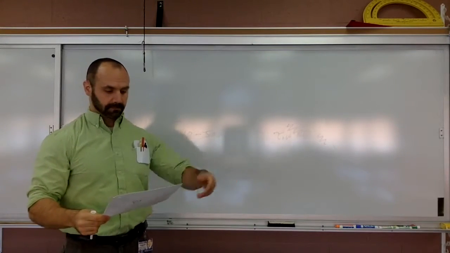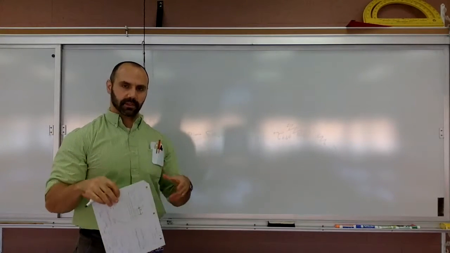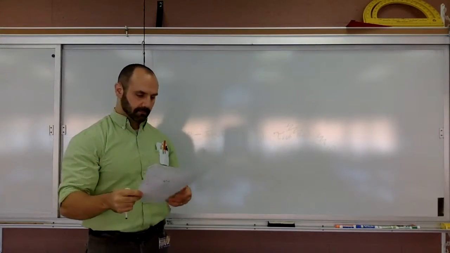Example 9, compound cylinder. So this is like we've got two cylinders put together, like a larger disc and a smaller disc, and they're together.